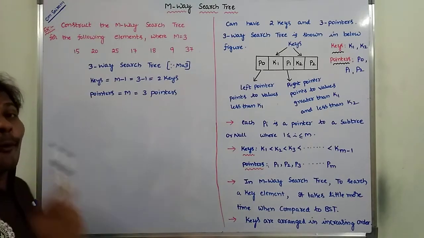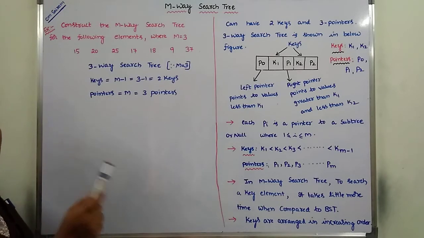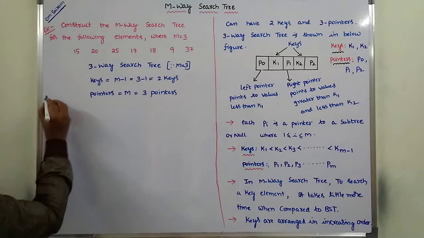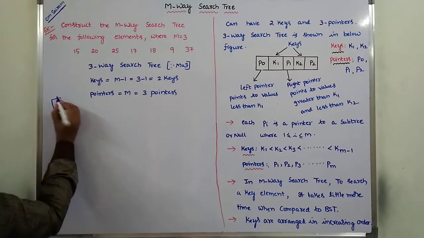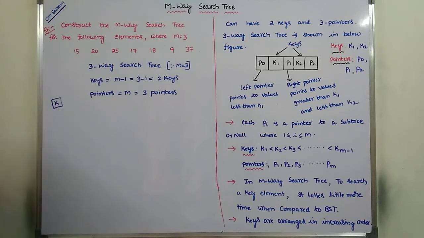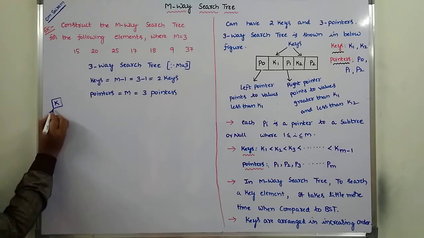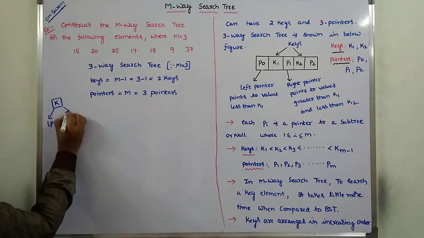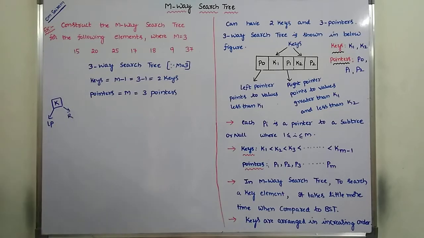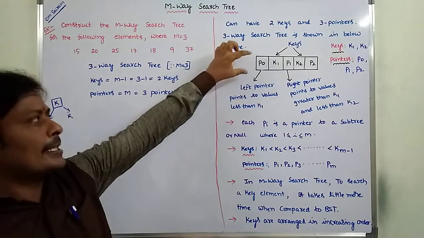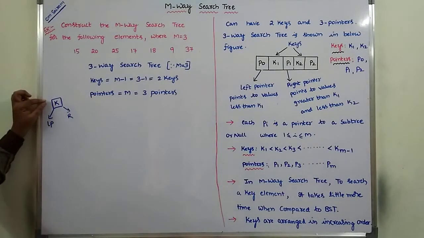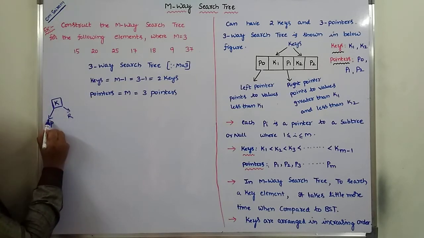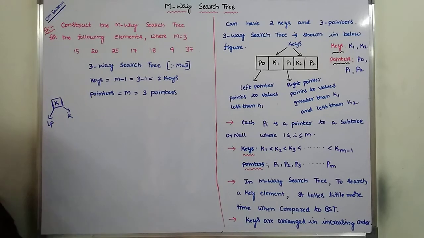Next, how many number of pointers are there? So m number of pointers are there, that is equal to 3 pointers. Okay, so now I am simply constructing this tree. Suppose we are taking a key element. This line represents the left pointer, and this line represents the right pointer. Simply we have to understand this. This is the key element in that node. This line represents the left pointer and this line represents the right pointer.